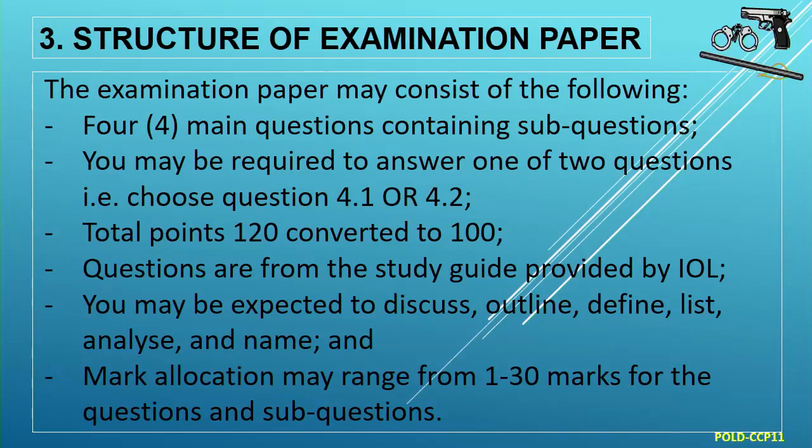Now, the structure of the examination will consist of 4 main questions containing sub-questions as well. You may be required to answer one of 2 questions. For example, choose question 4.1 between 4.1 or 4.2. Total points will be 120, converted to 100. Questions are from the study guide provided by IOL. You may be expected to discuss, outline, define, list, analyze or name. Mark allocations may range between 1 to 30 marks for the questions and sub-questions.